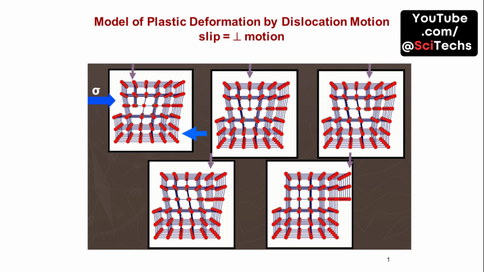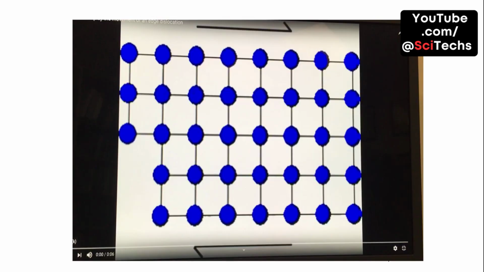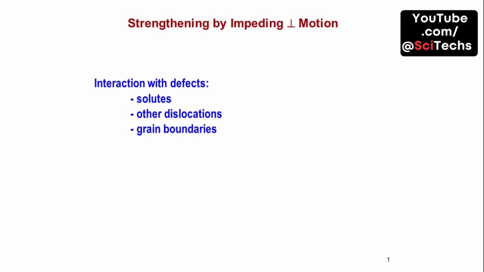The model of plastic deformation by dislocation motion involves slip, where dislocations move through the crystal lattice, causing deformation. Watch this animation to see how dislocations move within the crystal lattice, illustrating the slip motion that leads to plastic deformation. Strengthening metals involves impeding dislocation motion through interactions with defects like solutes, other dislocations, and grain boundaries.